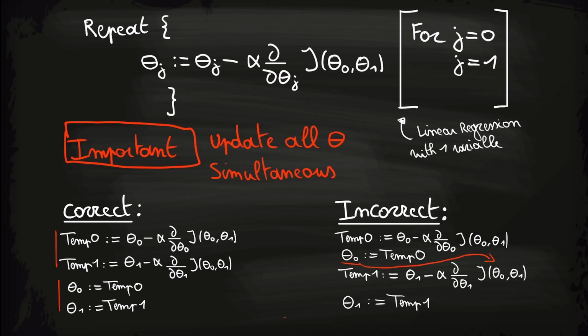On the left we see how this is correctly implemented. We first store the new values for theta in a temporary variable, and after you did this, you update the actual variables of theta.